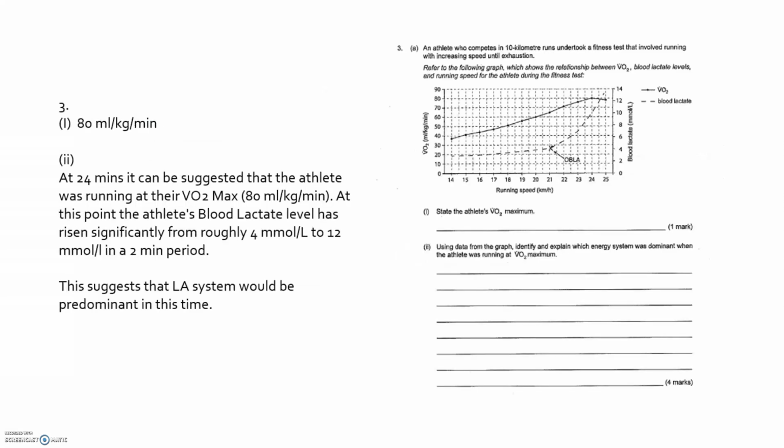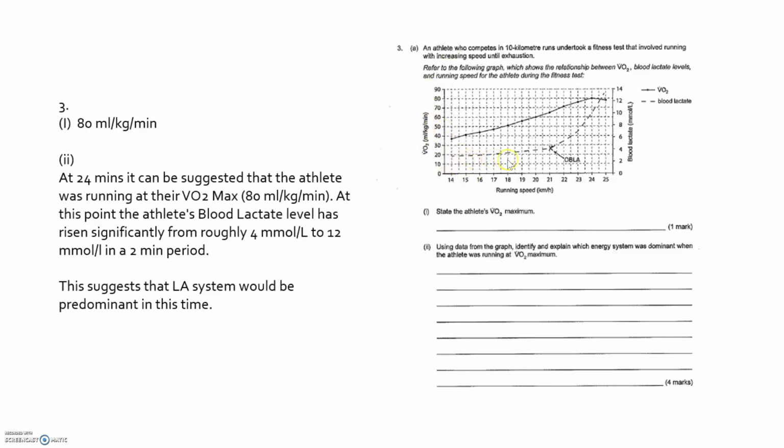All right. Another graph. Athlete completes a 10-kilometer run. Who completes in 10-kilometer runs undertook a fitness test involving running with increased speed until exhaustion. So, refer to the following graph, which looks at running speed, kilometers per hour, along here, blood lactate levels along here, and VO2 max, VO2 here.